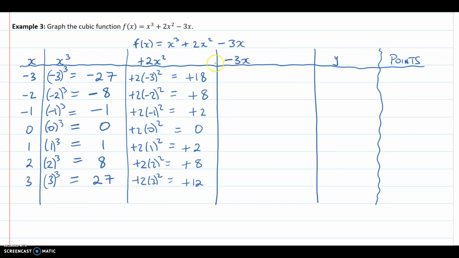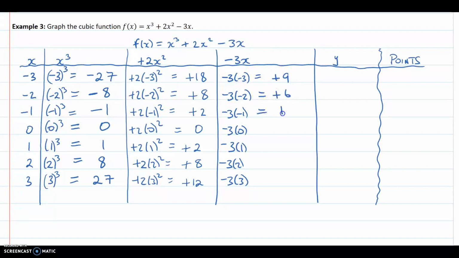Now minus 3x, that's minus 3 by whatever your x was, so minus 3, minus 2, minus 3 times 2, and minus 3 times 3. Okay, so if we work out each of those, it's going to be minus by minus is plus 9, minus by minus is plus 6, plus 3, 0, minus 3 by 1 is minus 3, minus 6, and minus 9.